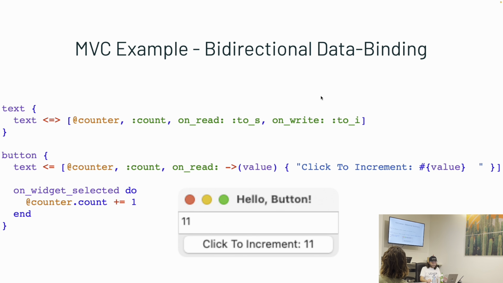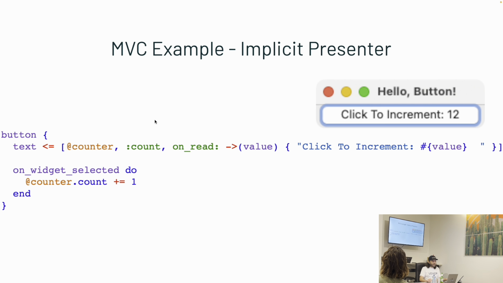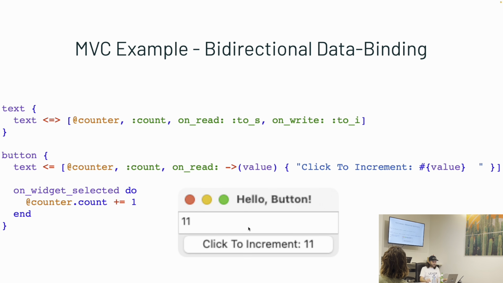Okay, finally, there's bidirectional data binding. So in our case before, we did not need bidirectional data binding because the button can only be pressed, and then the text can only receive changes. However, if you had a text field, you would enable bidirectional interaction, because you can enter text and you can see text that comes back as an update.